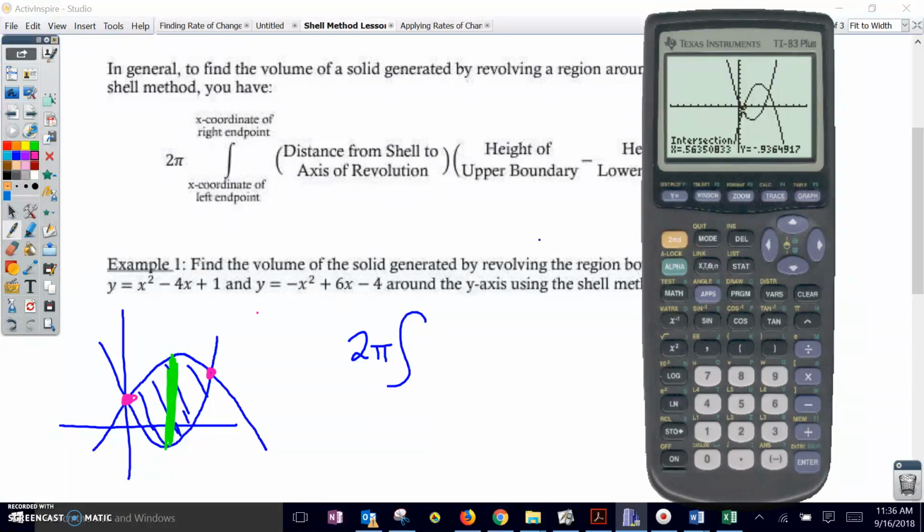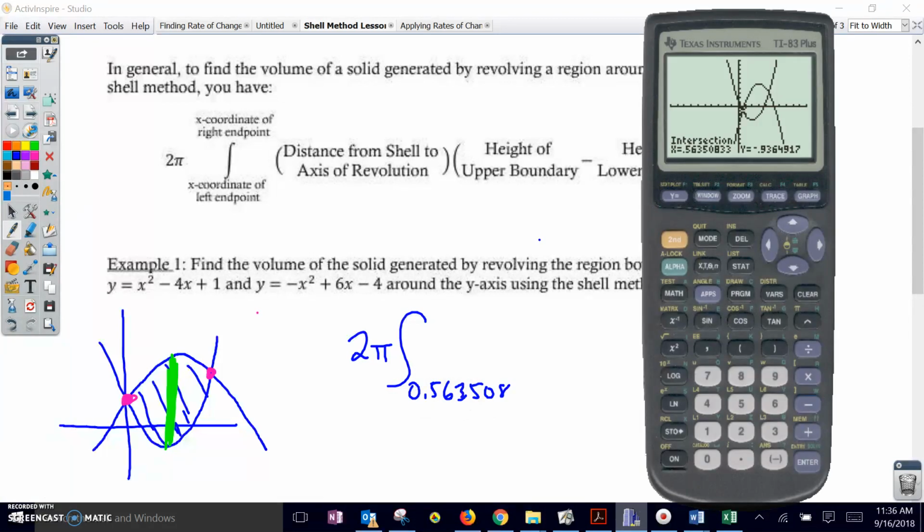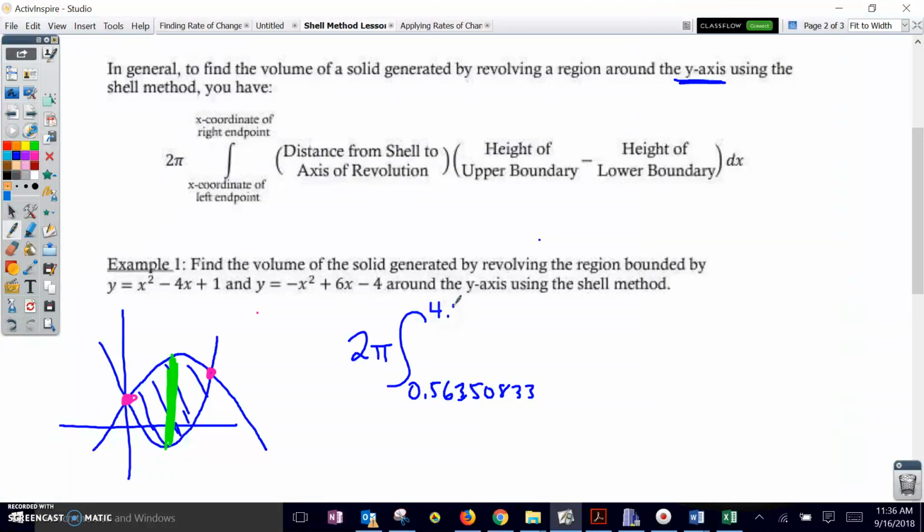So I'm going to go ahead and find those intersection points. The first one is at 0.5635083. And the other limit of integration is going to be the intersection point at the right-hand side, which is somewhere around 4, I guess. 4.4364917.